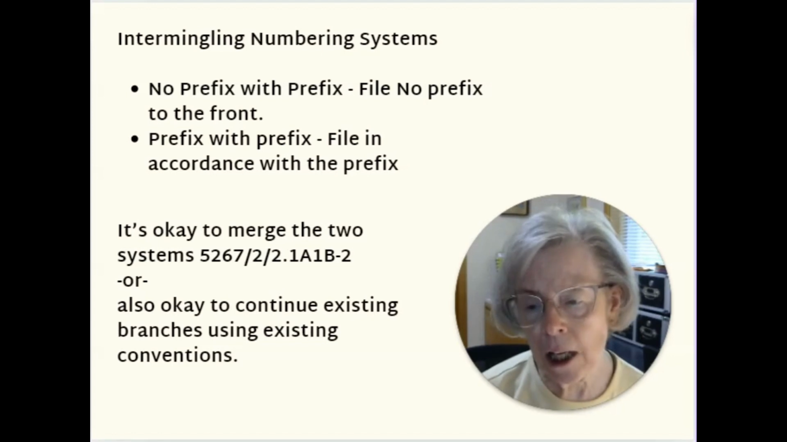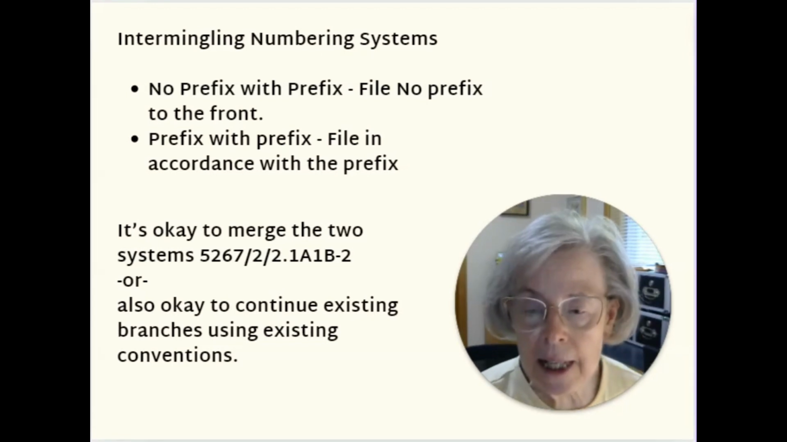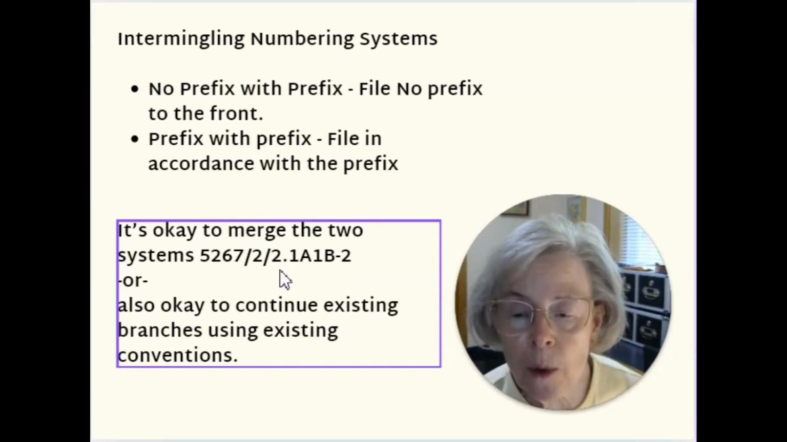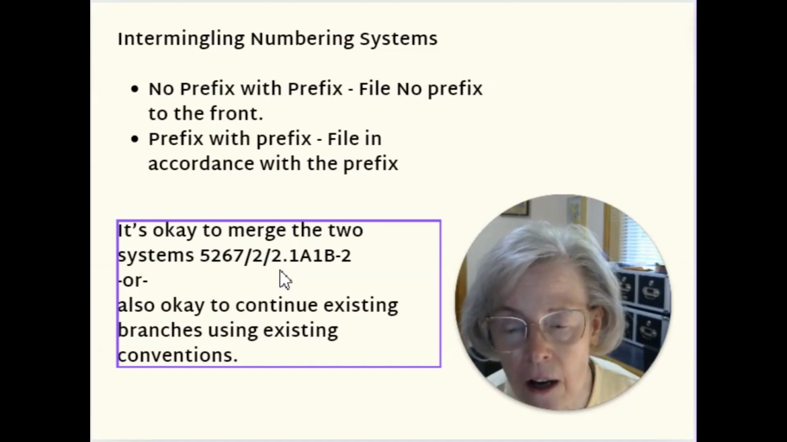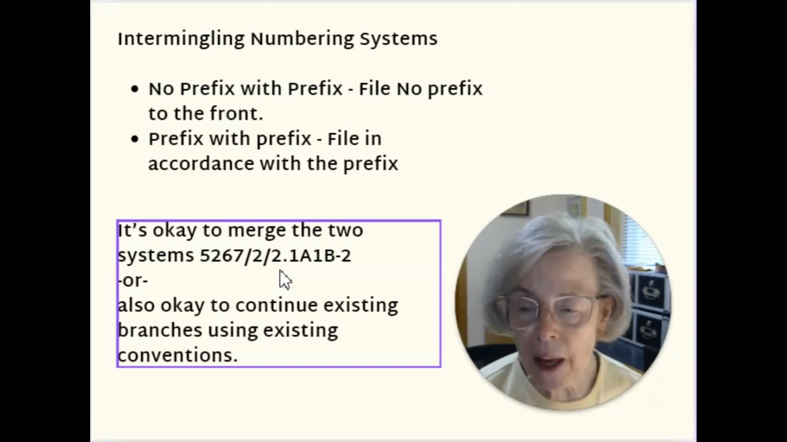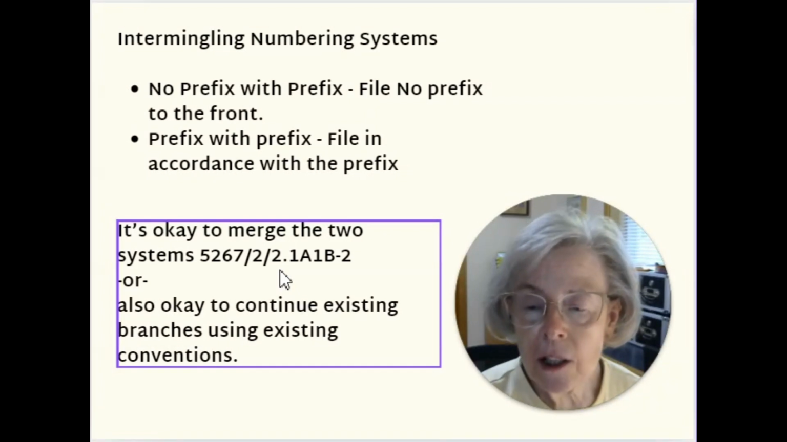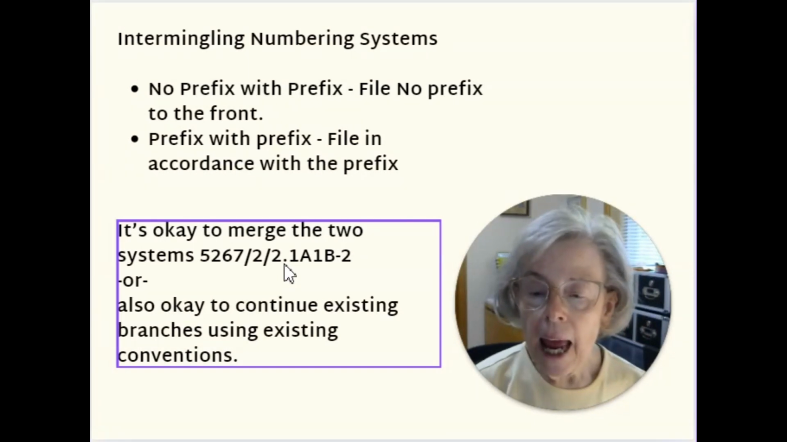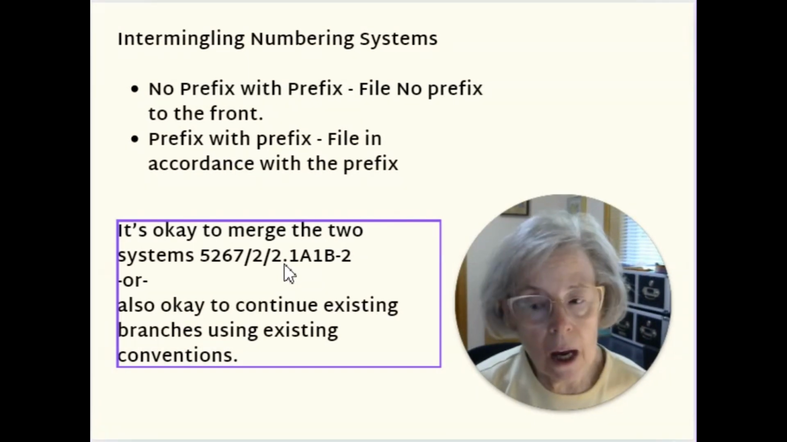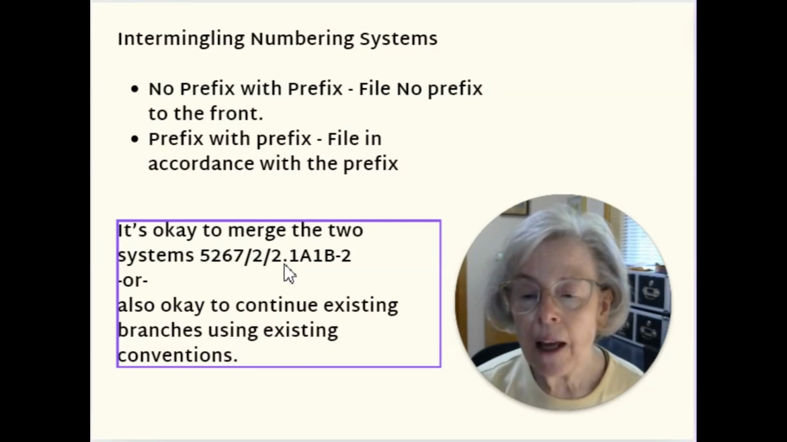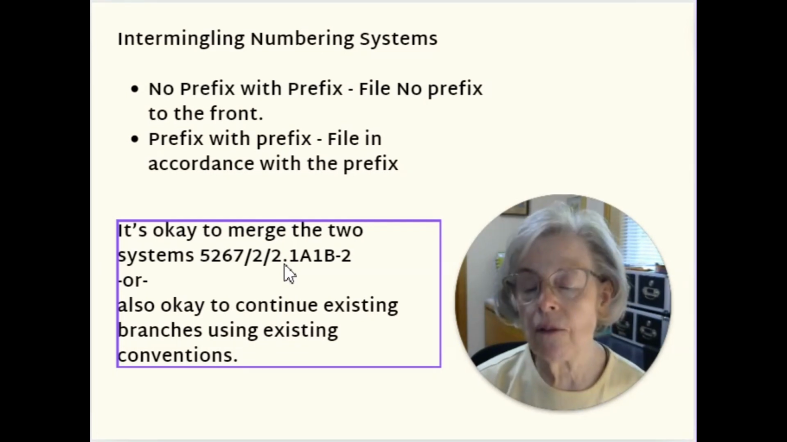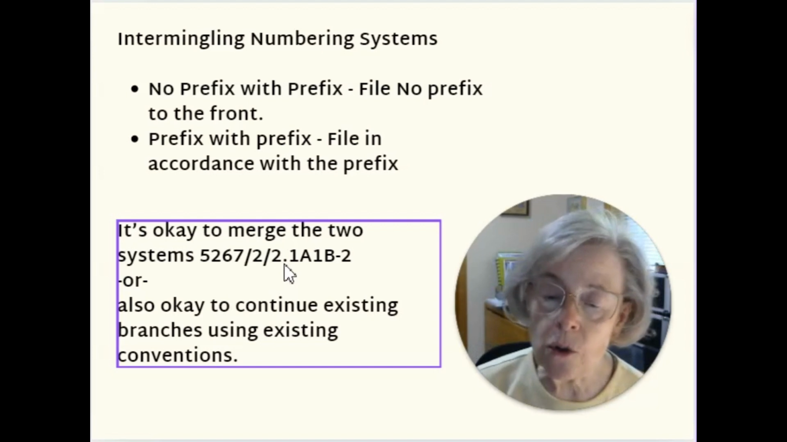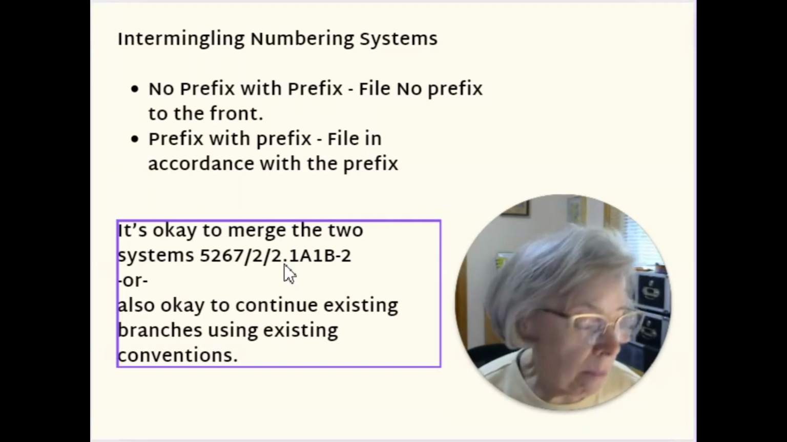Well, what if you've got a line going like 5267/2/2 and it's getting longer and longer and you want to switch to the new numbering system because you're just tired of all those slashes? Well, that's something you can certainly do. I suggest that you pick a punctuation mark, such as a period or a dot, between the old system and the new, and go right on in with the new numbering system. It will work just fine. It's also okay to say, okay, I've got that numbering system in this branch, I'll just continue using it down that branch. Both are fine.